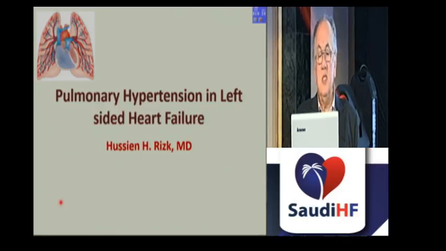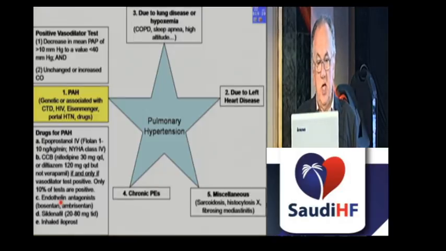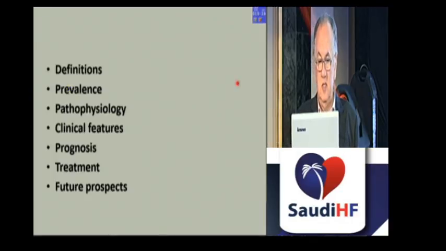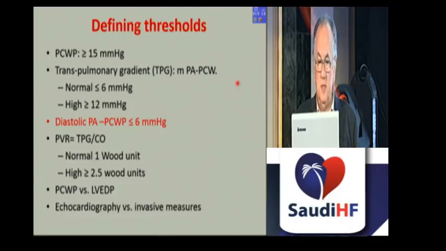I'm going to address the issue of pulmonary hypertension in patients who have left-sided failure with emphasis on reduced ejection fraction. So what I am talking about here is pulmonary hypertension due to left-sided disease. I'm going through definitions, prevalence, pathophysiology, clinical picture, prognosis, treatment, and the future prospects.